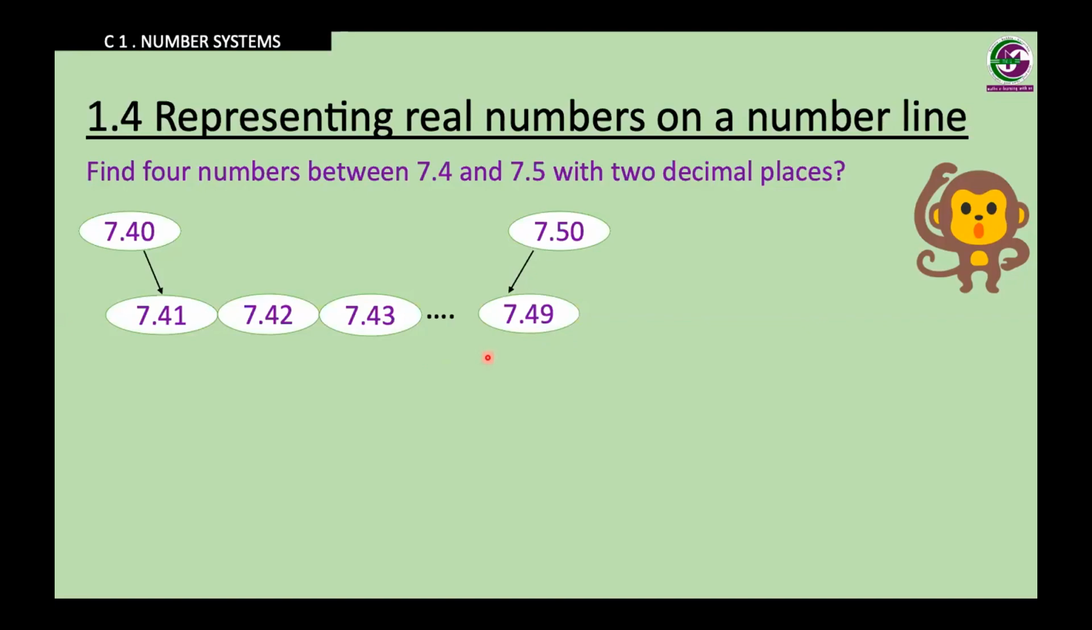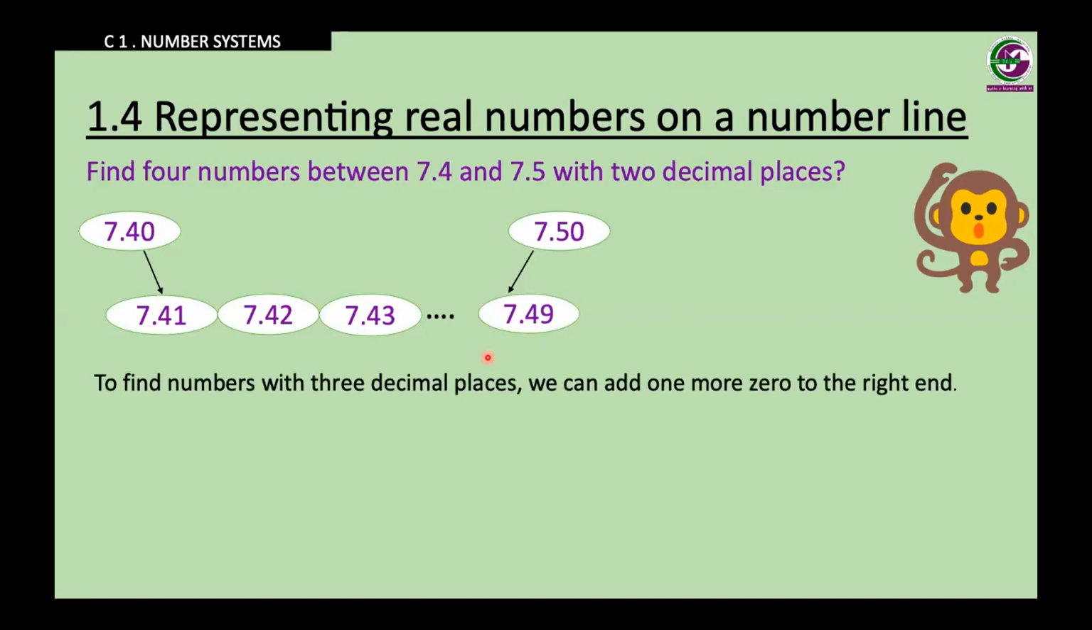Okay, now let us see how to find 3 digits after the decimal. To find 1 digit, you put 1 place after the decimal. To get 2 digits, you have to take 2 digits after the decimal. And if you want 3 digits, we include another 0 at the end. So the numbers are 7.410 and 7.420. And you can find another 9 numbers between 410 and 420. For the time being, I'm reading it as 410 and 420.